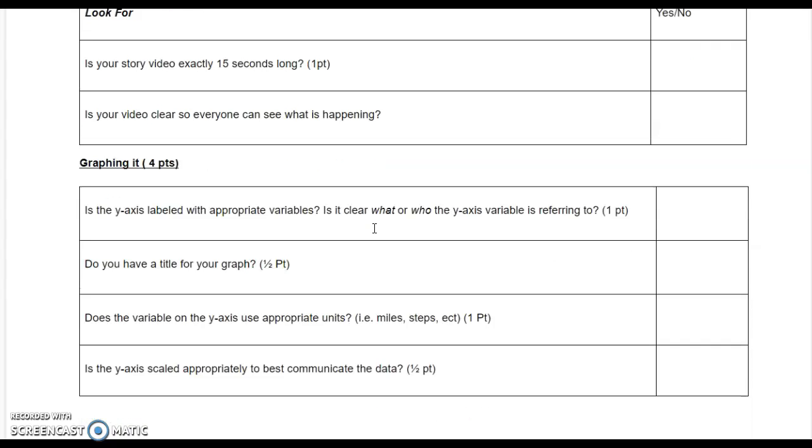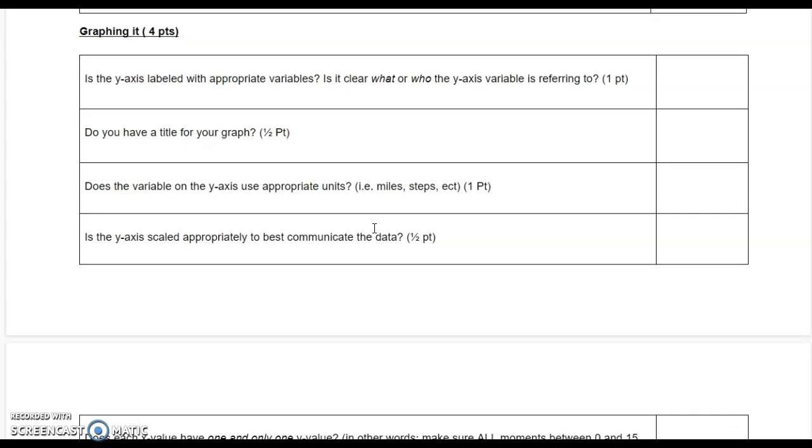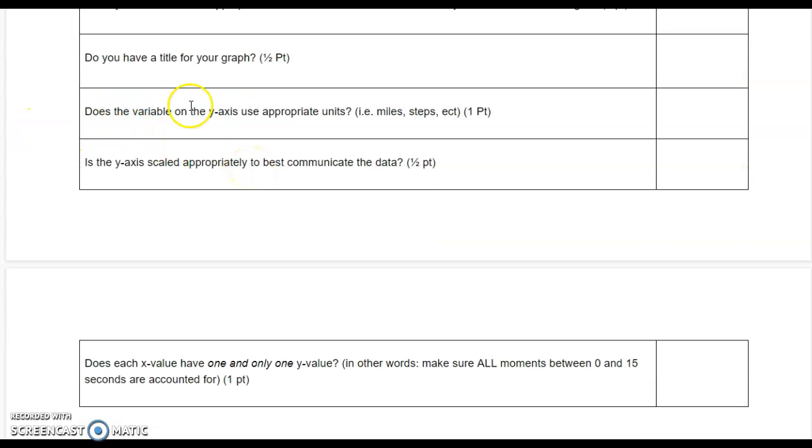Use your common knowledge. Graphing it is going to be worth 4 points. So is your y-axis labeled with the appropriate variables? Also, is your x-axis labeled as well? Is it clear to see what or who the axis is referring to? Do you have a title for your graph? Does the variable of the y-axis use appropriate units? Do the x-axis and y-axis scale appropriately?